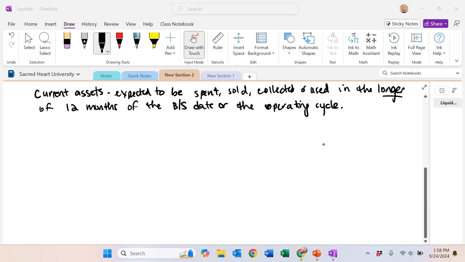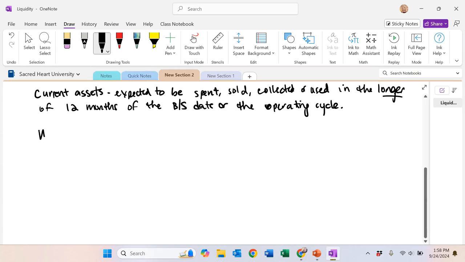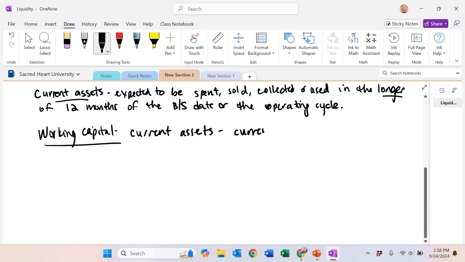A very commonly used measure of a company's liquidity is called working capital. And working capital is nothing more than the difference between a company's current assets and its current liabilities. If you were to convert all of your current assets into cash and sell them, and take them and pay off all of your current liabilities, what is left over?